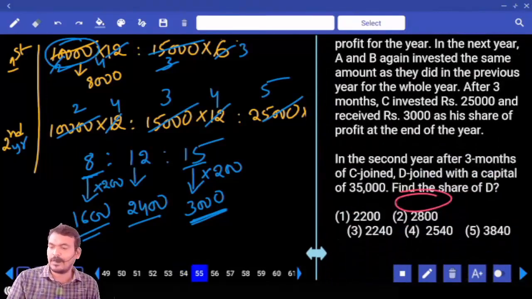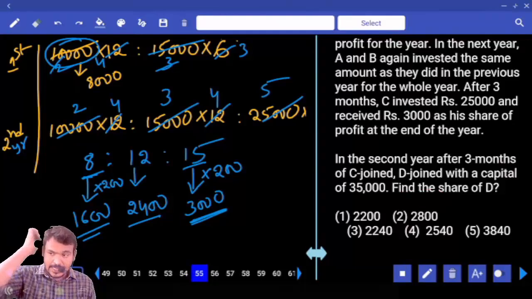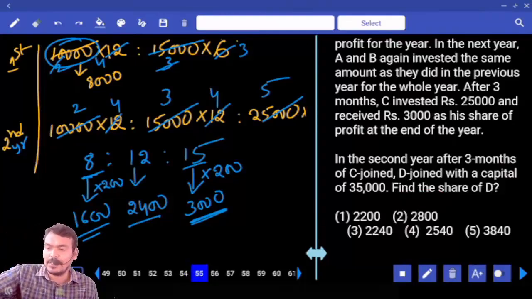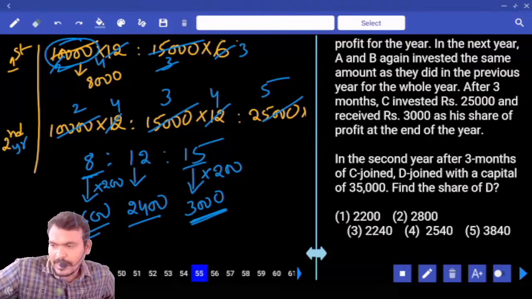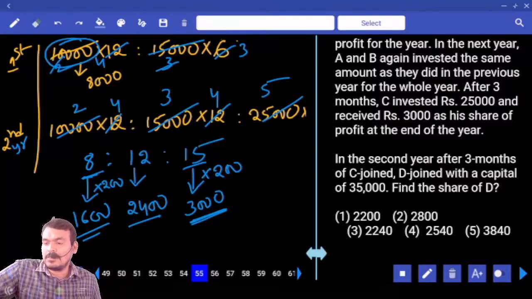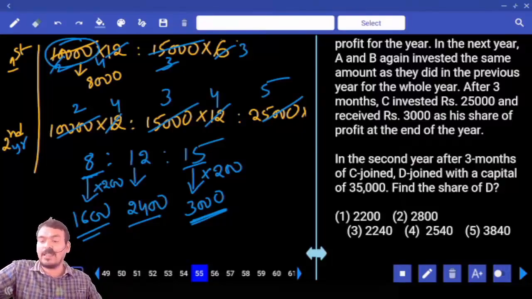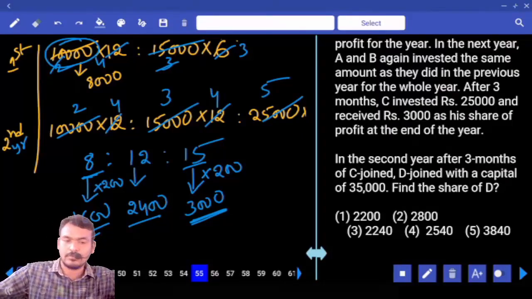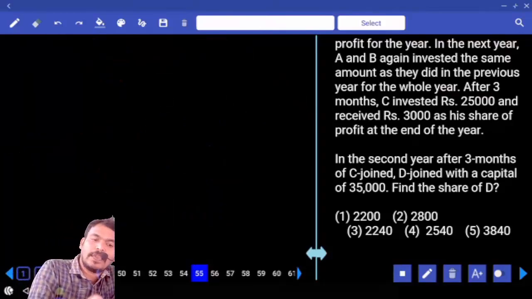Next question number 55. In the second year, after 3 months of C joined, D joined with a capital of how many rupees? 35,000. Find the share of D or not? Okay. In second year, after 3 months of which one joined? C joined. D joined with a capital of how much? 35,000. What is the A investment?